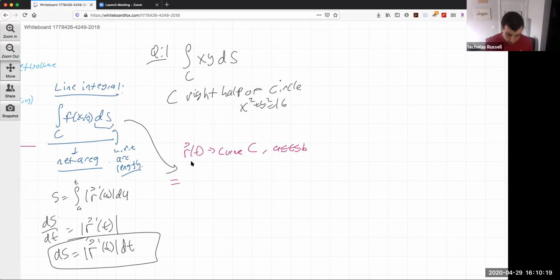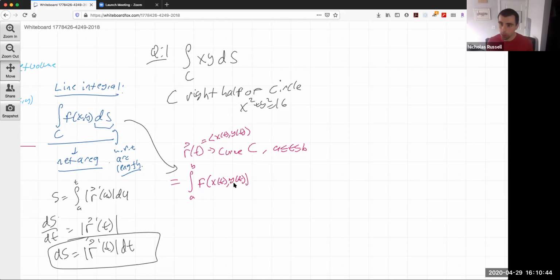And what we can do is exchange this to evaluate it and change this to a time interval from a to b. And what I'm going to do is replace every single part where I see x with x of t. As a reminder, what is x of t? That's the x component of my parameterization. And then I'm going to replace y with y of t.